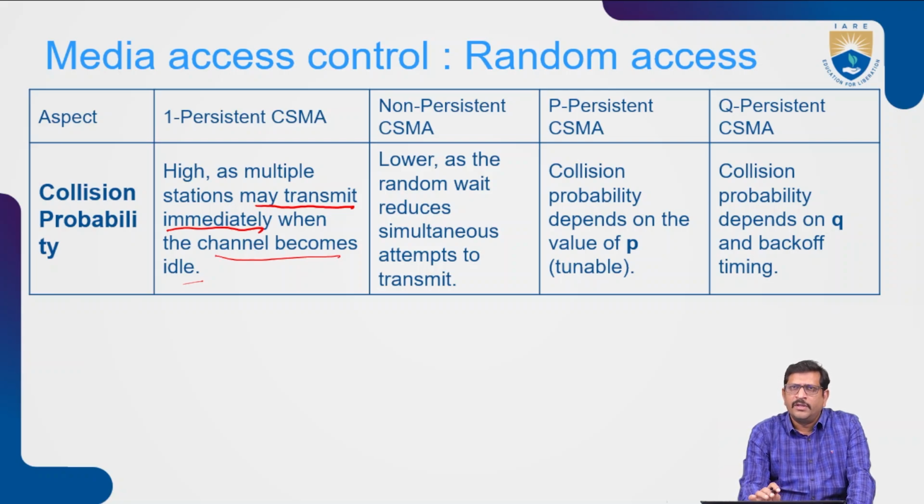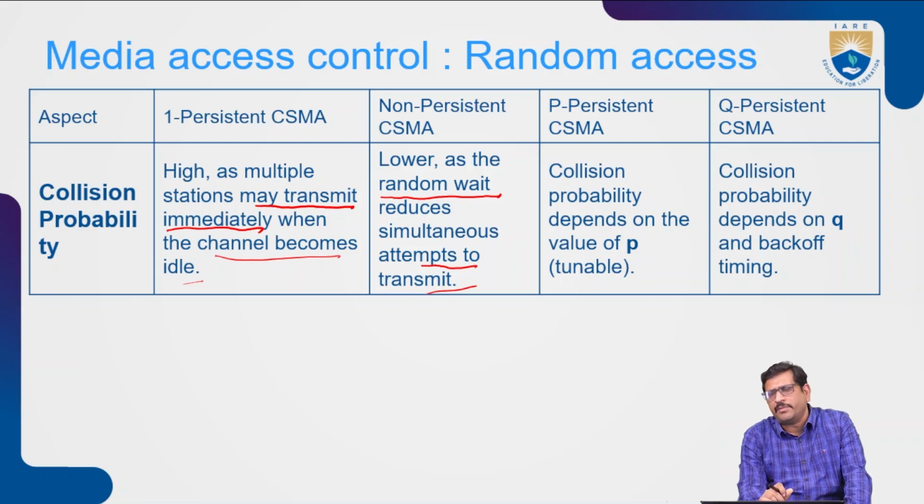In non-persistent CSMA, the collision probability is very low. Why? Because the random wait reduces simultaneous attempts to transmit. It waits for a particular time because in most cases the channel is not available, so it randomly waits. The waiting time is longer compared to 1-persistent, p-persistent and q-persistent, so collisions are very low compared to all the other persistencies.